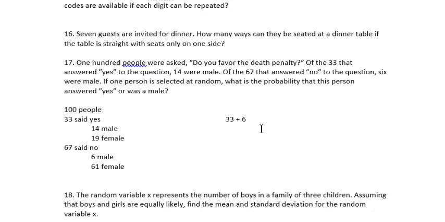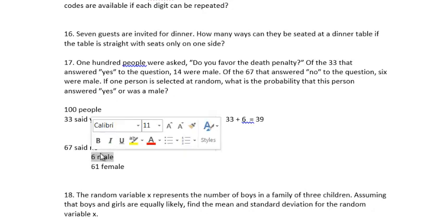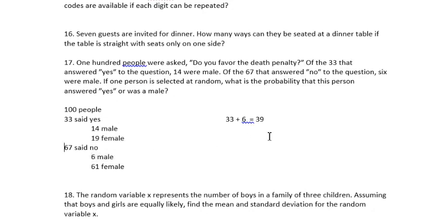And so 33 plus 6 is 39. In other words, you have 39 total people that would qualify for either they're male, or they said yes. 6 are male that said no, and 33 said yes, so that's 39 altogether. Now there are a total of 100, so the probability would be 39 over 100. Or if you're putting it in decimal points, it would be 0.39.